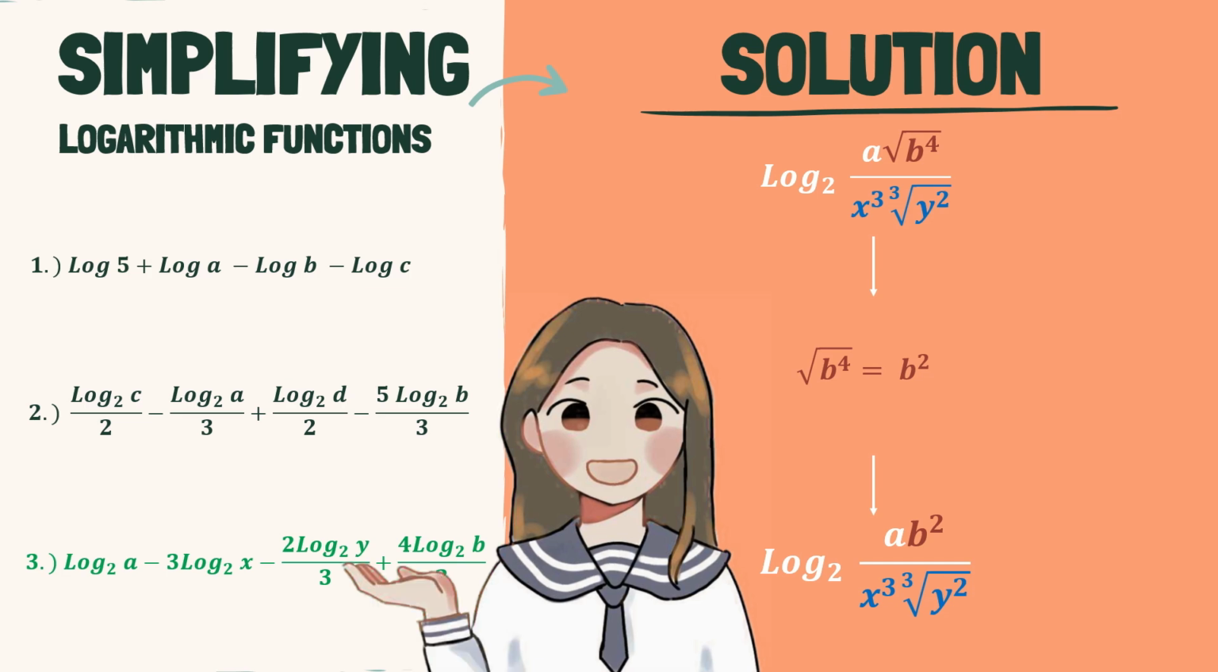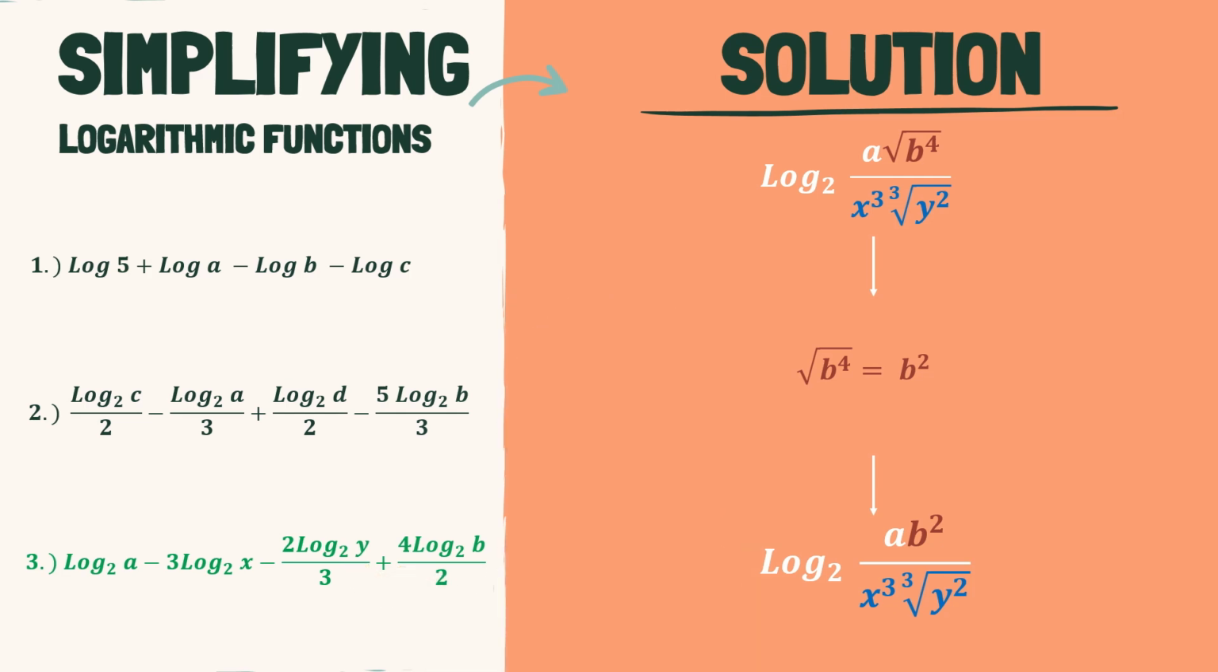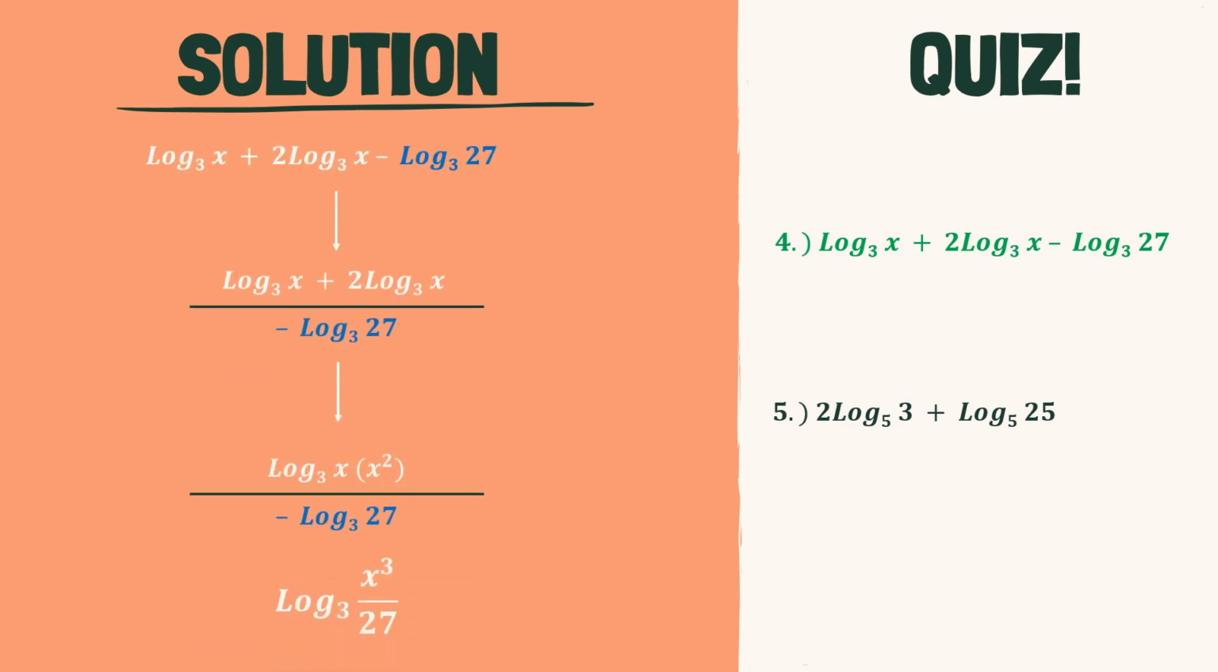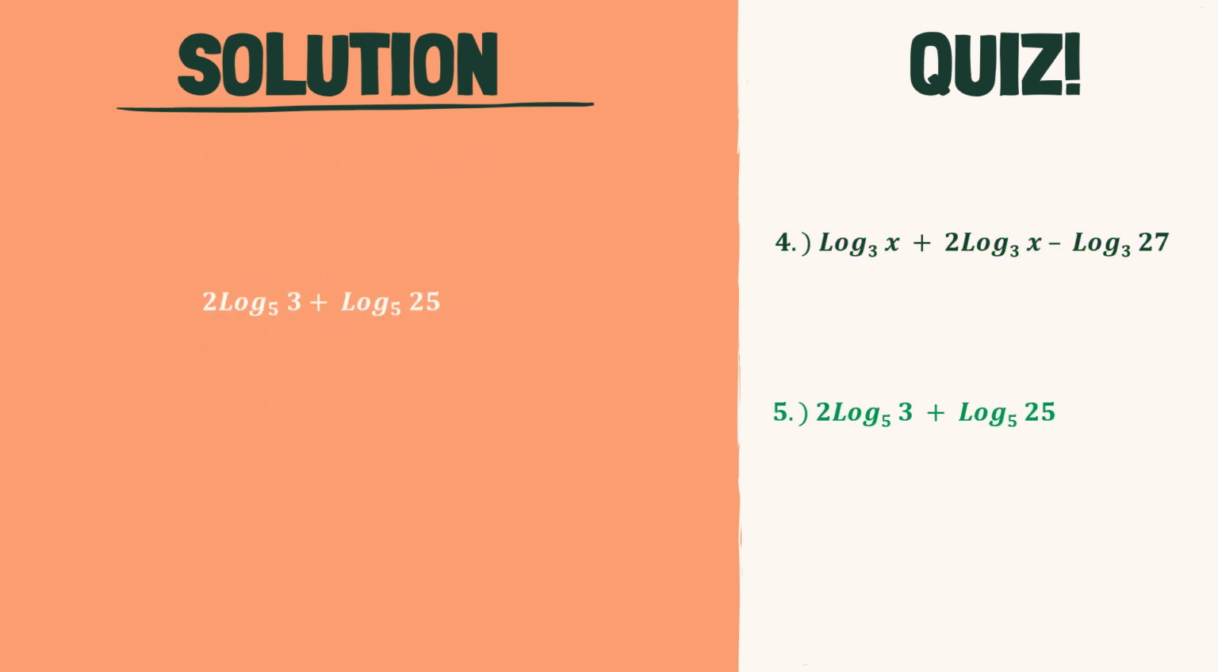Here are examples 4 and 5. For example 4, the answer is log base 3 of x cubed over 27. Example 5. The simplified version of both equations is log base 5 of 3 squared times 25 through the logarithmic property of a product. Though 3 squared can still be simplified, therefore it becomes log base 5 of 9 times 25. Multiplying both of those together, the final answer will be log base 5 of 225.